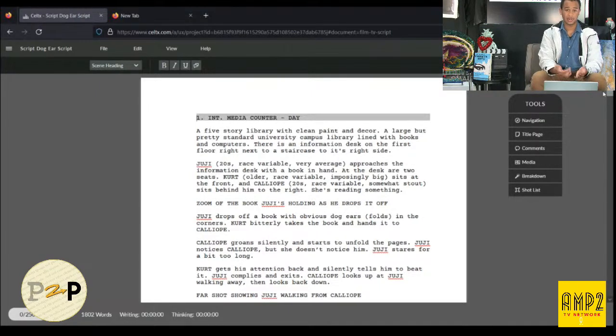I should have specified FAU media counter because my actors already know what I mean by media counter, but the people that aren't my cast, let's say if they were investors, wouldn't know. So I should have put interior FAU media counter.